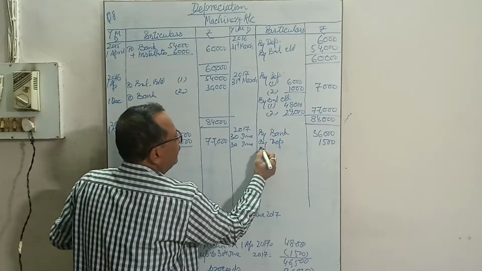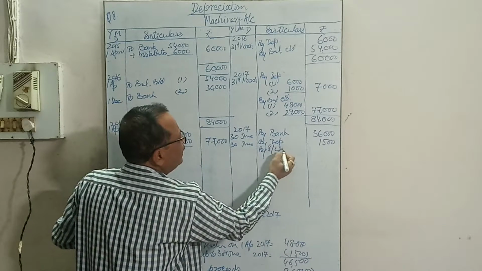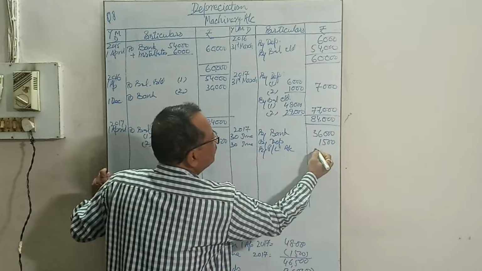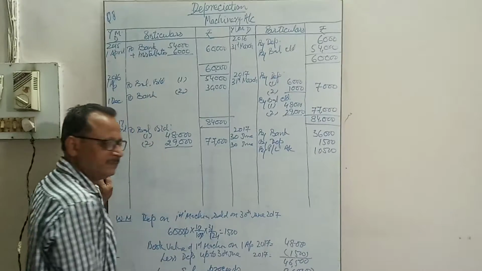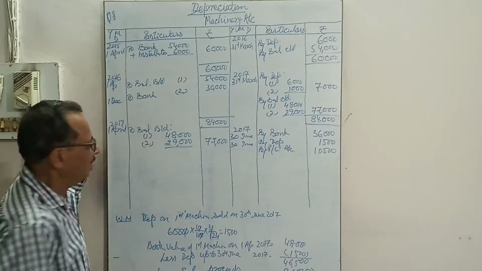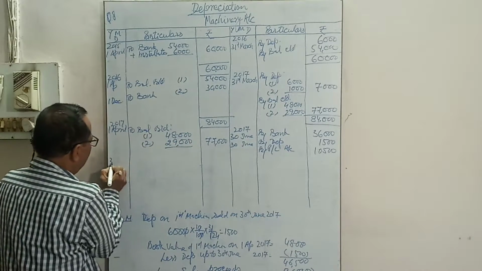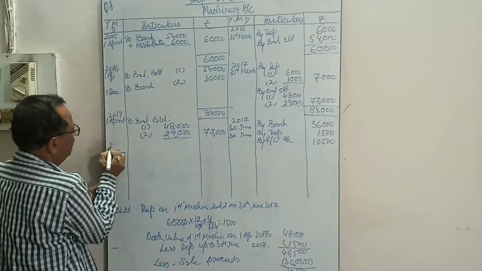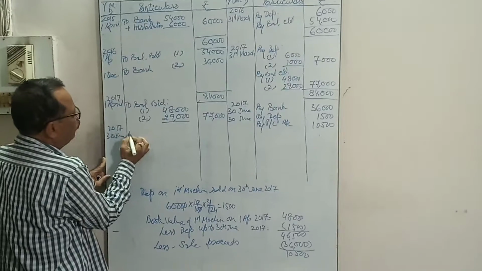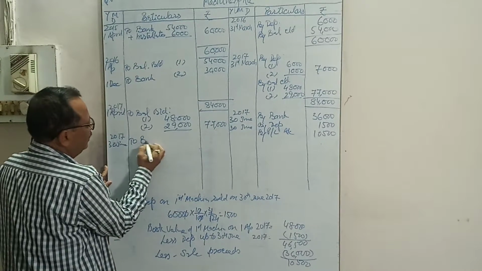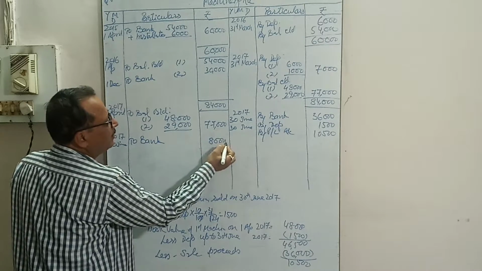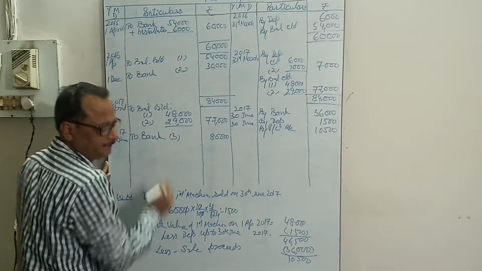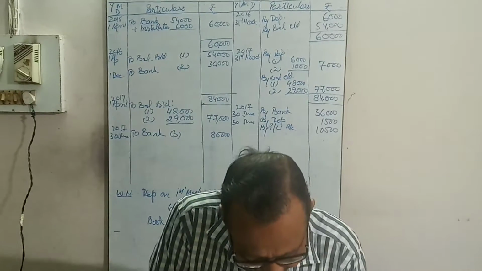We'll write here by profit and loss account 10,500. The first machine is gone. Now on the same date, on 30th June 2017, one more machine was purchased, to bank 80,000 rupees. This is third machinery purchased for 80,000 rupees.